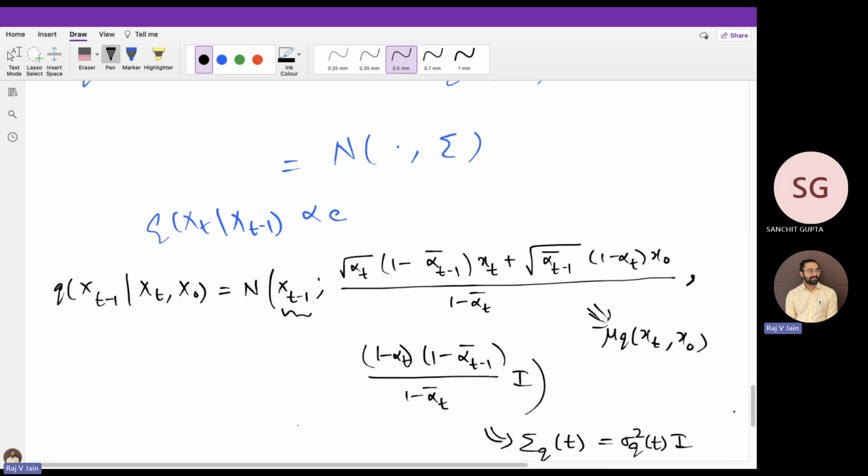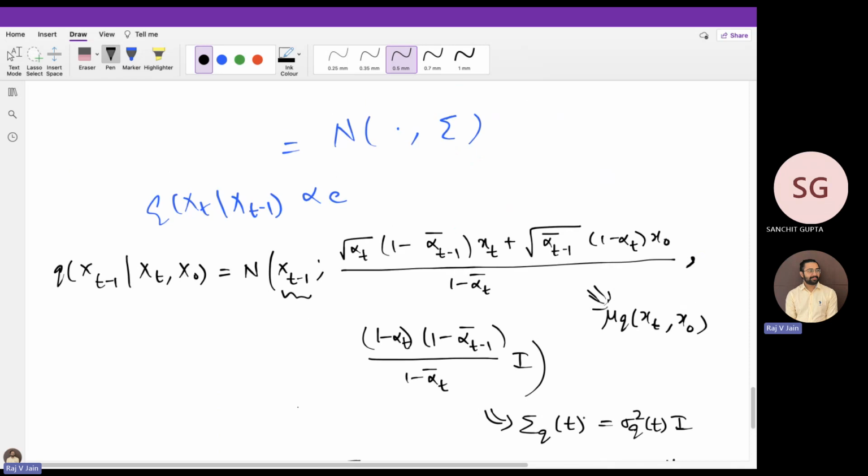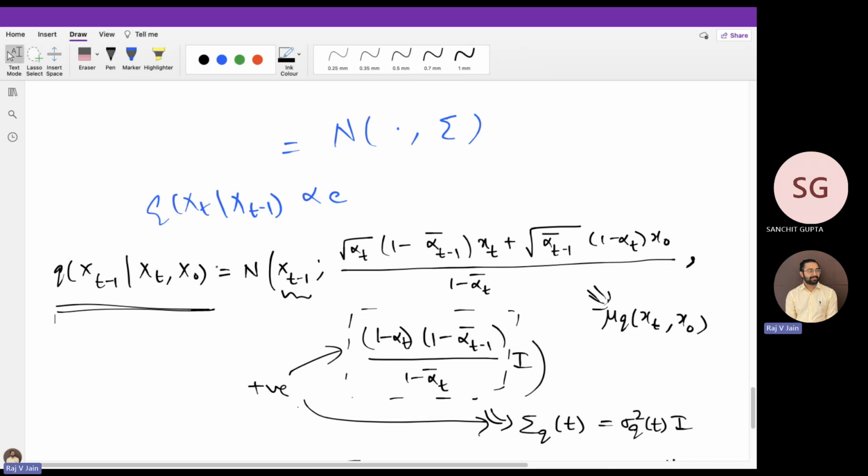So I will term this capital sigma_q of t, q for the forward process, and this is the variance-covariance matrix. And very simply, this can be seen as a diagonal matrix, some constant times I. Now, one point to remember is that this value is always positive, right? And because it is positive, this matrix sigma_q is invertible, and because it is invertible, this distribution is non-degenerate. So it is a valid distribution, and that value is captured in this sigma_q squared of t, right?